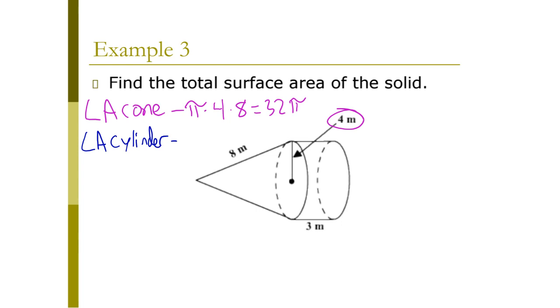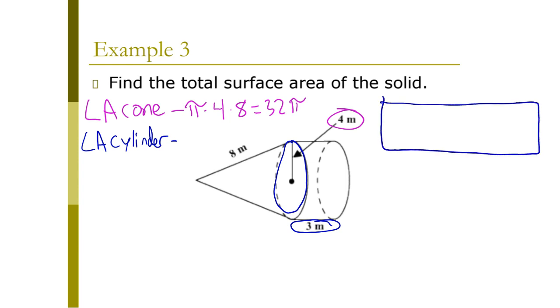To figure that out, I'm going to need not only the height of that cylinder, but also the circumference of the circle base. Because when I unroll it, I get this rectangle that will be 3 meters, and then 2 times pi times 4, which is my radius, or 8 pi meters. So those are my two dimensions of the rectangle. Multiply them together, I get 24 pi meters. All right. Pop some units on there.